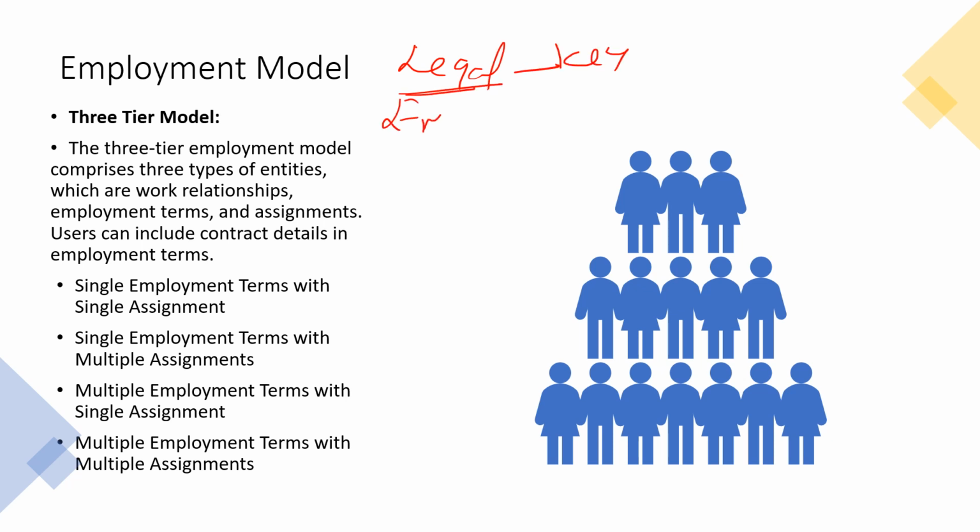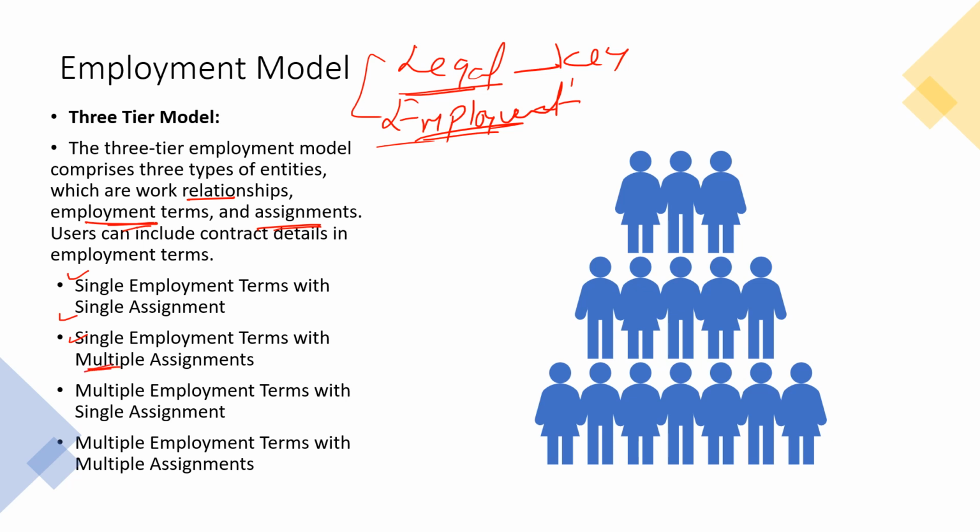What is the key? A person is working at two different legal employers. So the three-tier employer model normally includes the work relationship, which includes employment terms, and which includes the assignment as well. Here also we have four options available. One is the single employment term with single assignment. Then, single employment term with multiple assignments.